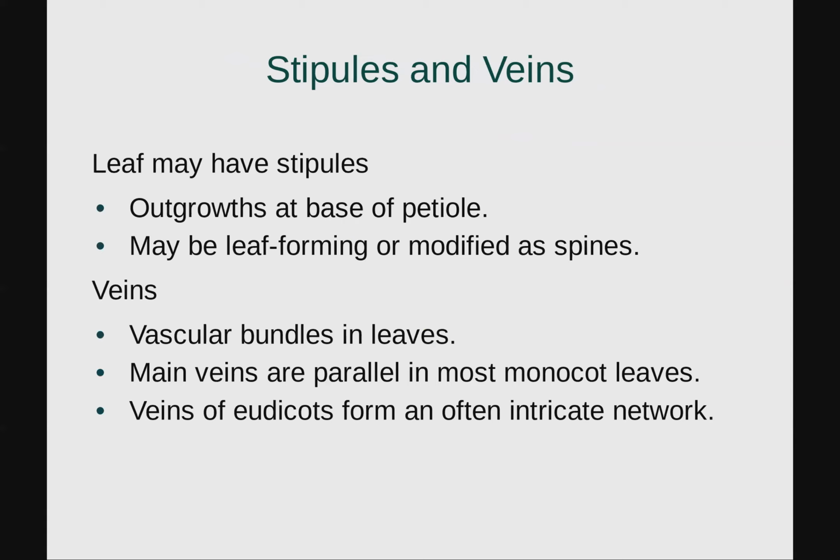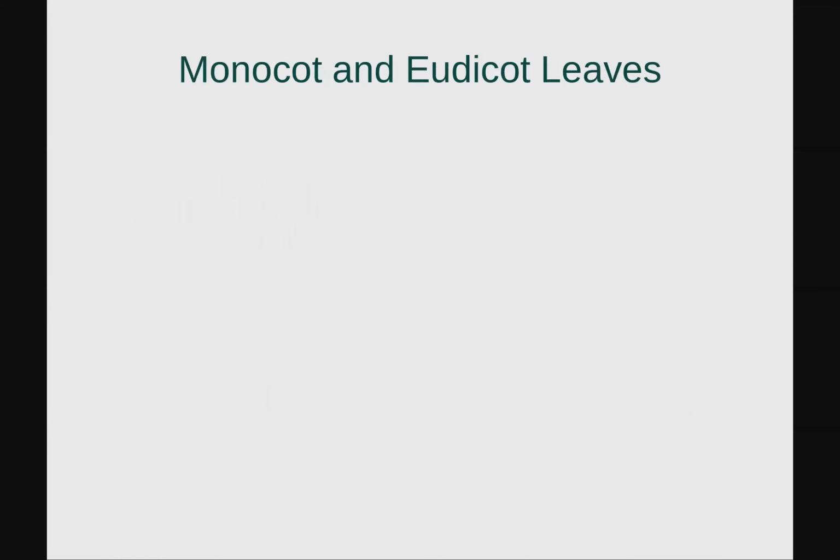So there are additional parts of leaves that we'll discuss. The first is stipules and veins. Leaves have these stipules, which are essentially the outgrowths at the base of the petiole, which may be leaf forming or potentially modified as spines. And then we have veins, which are vascular bundles within leaves. Typically the main vein in a leaf is parallel in most monocot leaves, and the veins of eudicot leaves often form an intricate network.